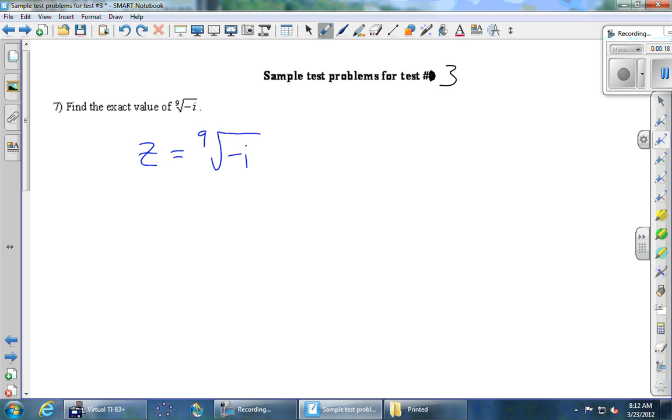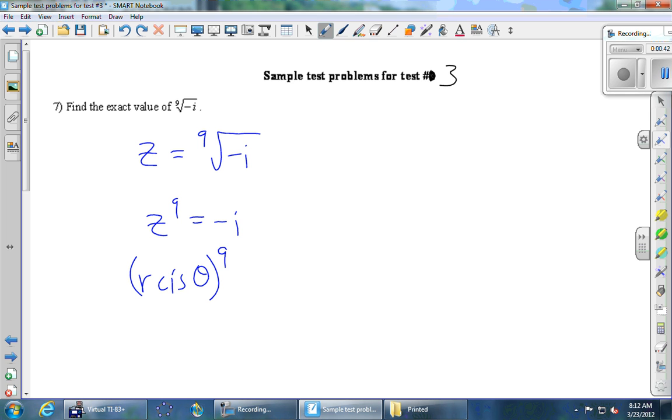We'll call it z. 9th roots are not so great. How about we take the 9th power of both sides? z to the 9th equals negative i. All right, what I'd like to do is, instead of writing it in this form, let's write it in our r cis theta form. So instead of z, I'm just calling z a cis number, a polar number.